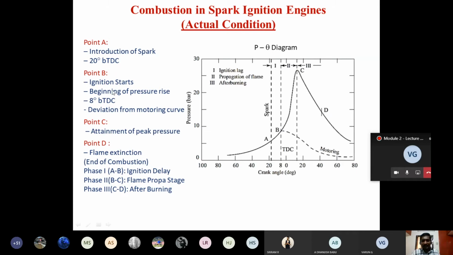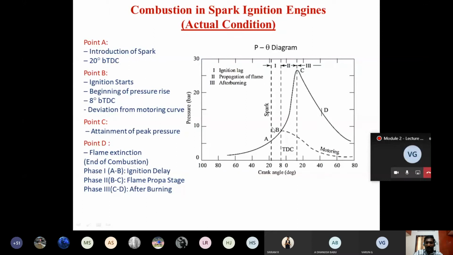Okay. So now let us start here. This is the point A where the spark is introduced. The spark is going to be introduced somewhere between 30 degrees and 10 degrees before TDC. That's right, 10 degrees to 30 degrees in that range. Here in the diagram, we have mentioned 20 degrees crank angle before TDC.